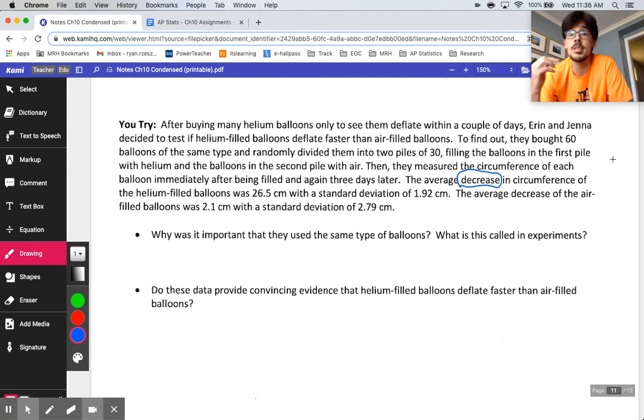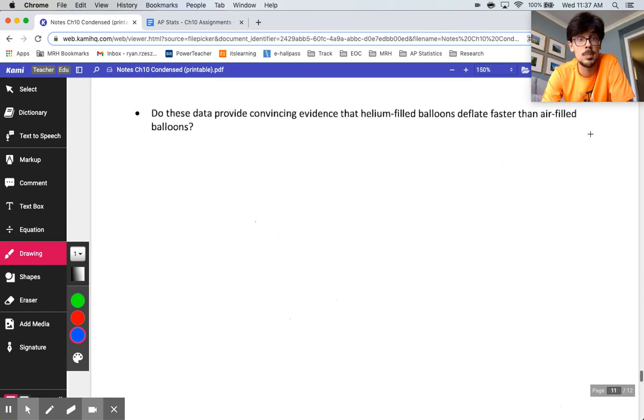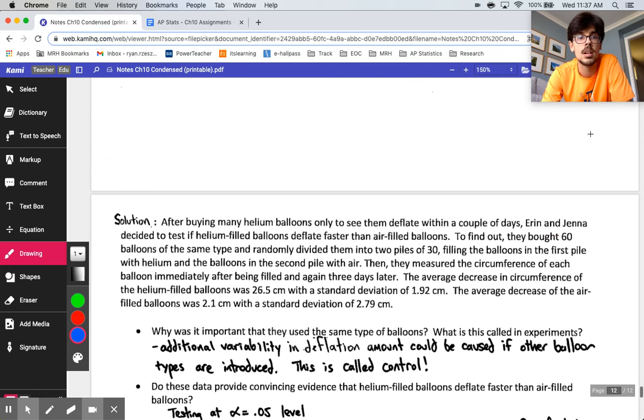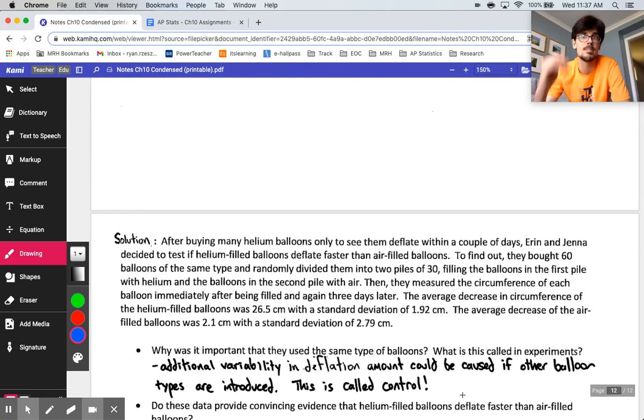The answer to that is because the different types of balloons may respond differently or deflate at different rates. You've got more variability in your data if you mix up balloon types. It's better just to stick with one so you have less variability. That's the concept of control in an experiment. So if I flip ahead here, that's pretty much exactly verbatim what I just said. Control is when you keep all those other variables that you're not testing consistent. That way you can really focus in on the thing you're trying to measure, which is helium versus air.